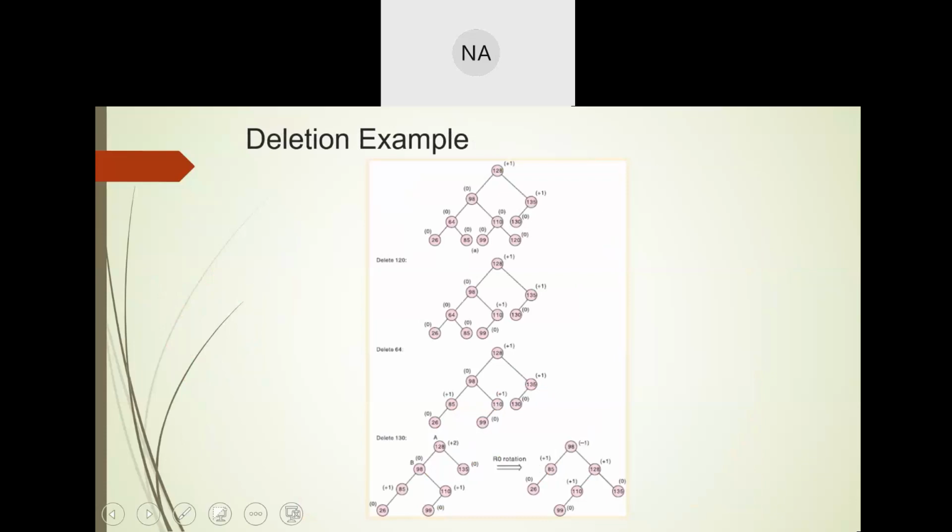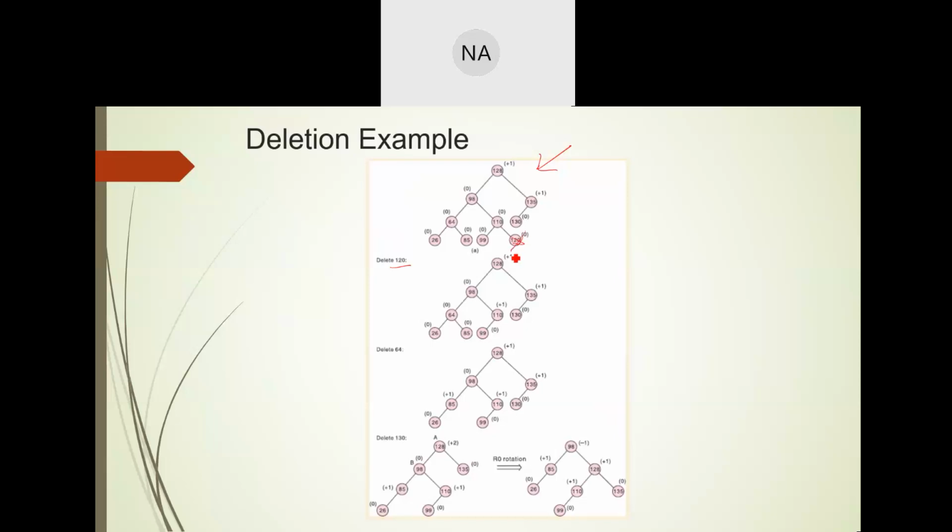Now see an example of deletion. So you have this AVL tree, a balanced binary tree. Now delete 120. After deleting 120, the AVL tree is still balanced, because the balance factors of all the nodes are either 0, 1, or -1. Deletion of 120 is very easy because it is a leaf node. This is case one of the deletion algorithm for the binary search tree, so it will be deleted very easily.